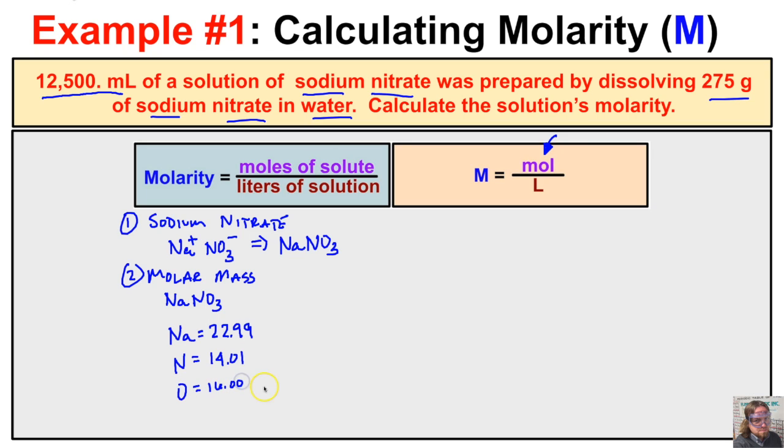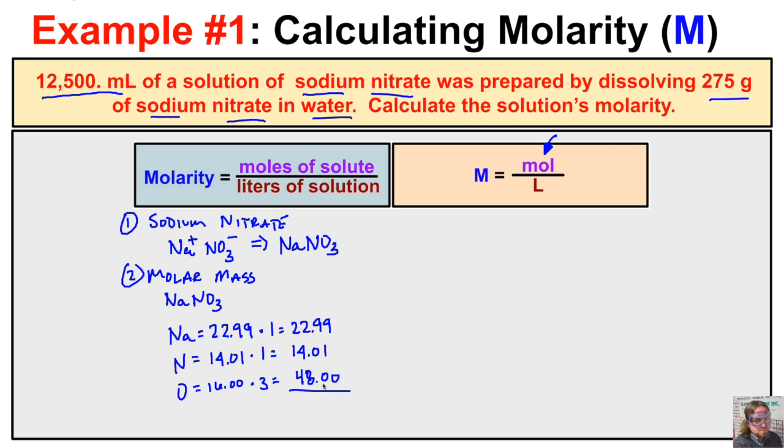and for oxygen, on our periodic table, it's 16.00. We have one sodium atom in this compound, so we'll multiply by 1. We have one nitrogen, so we'll multiply by 1. And we have 3 oxygens, so we're going to multiply by 3. And so when we put this in our calculator, we're going to end up with 22.99 here, 14.01 here, and 48.00 here.